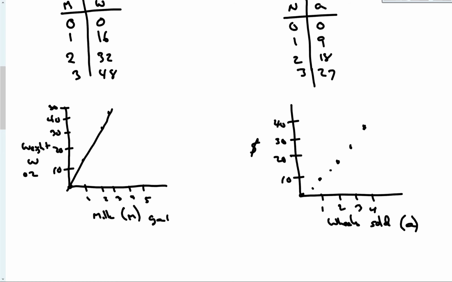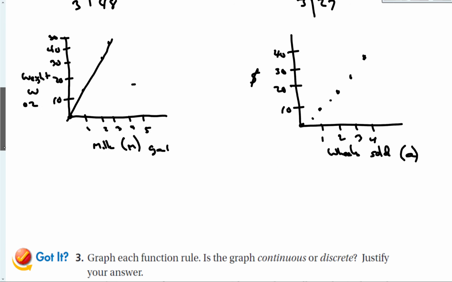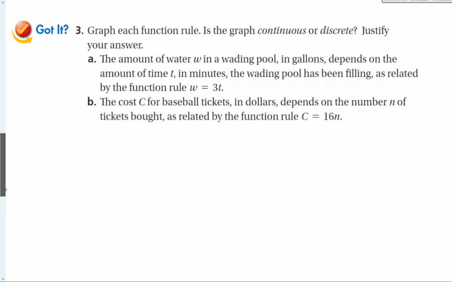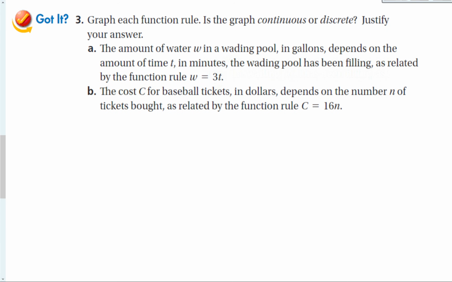He doesn't sell one and a half, okay? He only sells whole wheels. So this is going to be a discrete graph, but the amount of cheese that he could make is going to be continuous. So let's just look at these and see which one will be continuous and which one will be discrete.